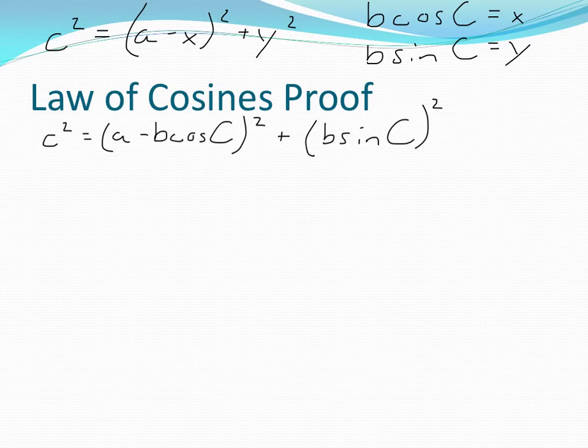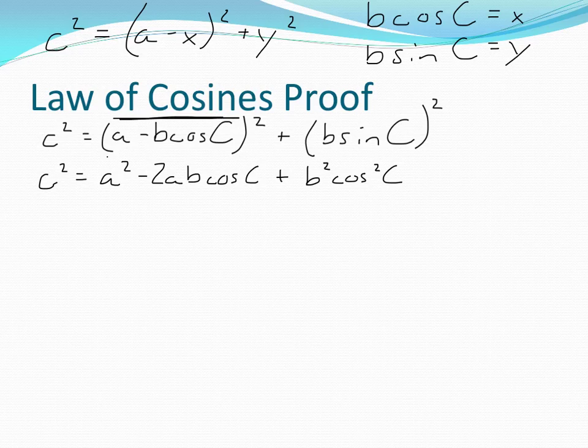Now we need to FOIL and distribute these quadratics. c squared is equal to a squared minus 2 times ab cosine C, that happens twice, that's why it's 2 times, plus b squared cosine squared C. That's how that first binomial FOILs. Then in the second part, since it's all multiplication in the parentheses, we can simply distribute the square.